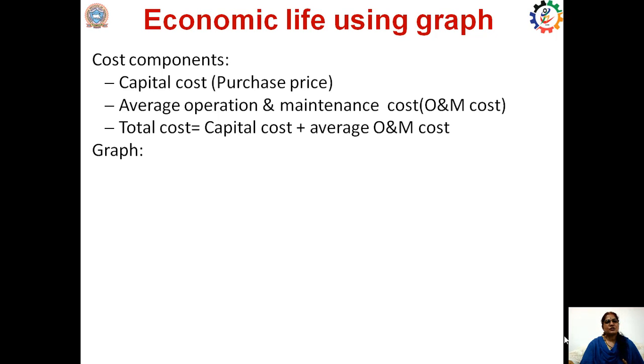What are the cost components we are considering here? As I already told you, the purchase price, also called first cost, capital cost, etc. Average operation and maintenance cost, sometimes called O&M cost in problems, where the first letters are taken. So total cost will be capital cost plus average operation and maintenance cost.